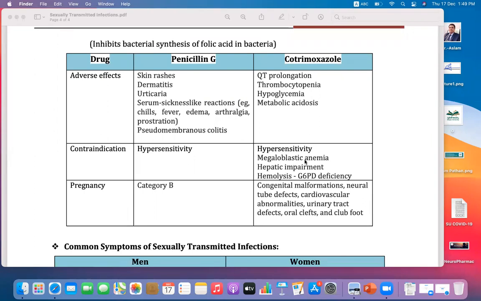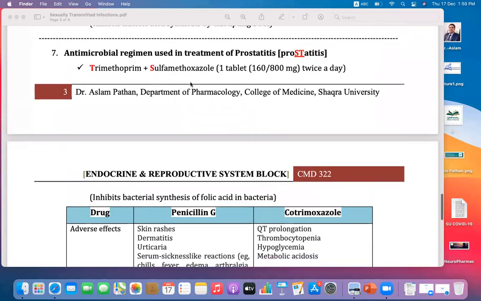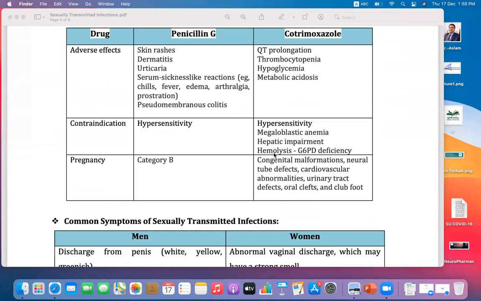What are the contraindications? Hypersensitivity, megaloblastic anemia, because it causes folic acid deficient anemia as it inhibits the folic acid synthesis, and hepatic impairment. And as we know, sulfamethoxazole is an example of the sulfonamide category of drugs. These are the drugs which are responsible for hemolysis in patients with glucose 6 phosphate dehydrogenase deficiency. So, in persons with G6PD deficiency, avoid sulfonamide drugs, which may lead to hemolysis.